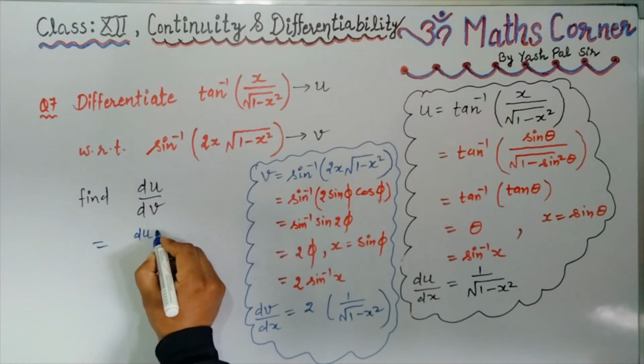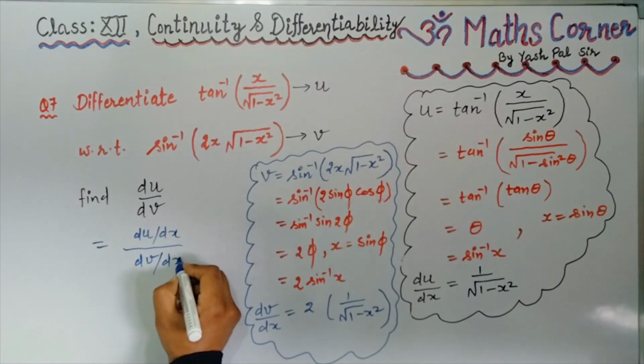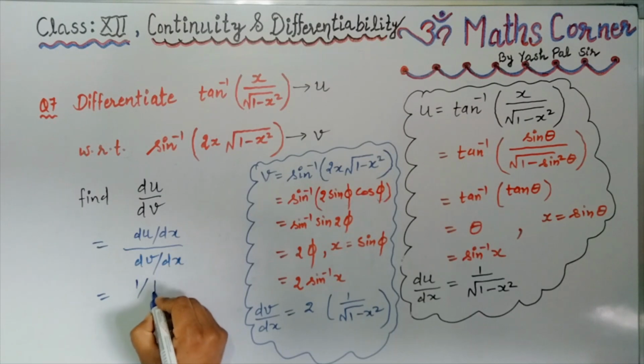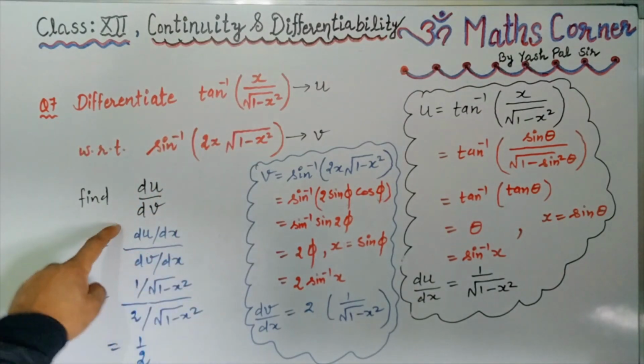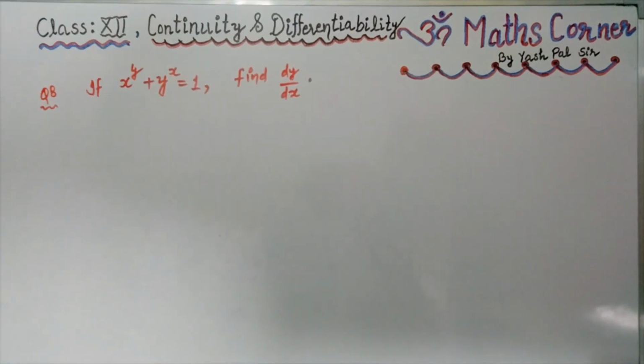Now we put this value here, du upon dv, we can write this as du upon dx whole divided by dv upon dx, that is equal to du upon dx, value is 1 upon square root of 1 minus x square, and dv upon dx is 2 upon square root of 1 minus x square. Denominator is the same, cancelled, so only we are left with 1 upon 2. So this is the required derivative, differentiate u with respect to v, 1 upon 2.